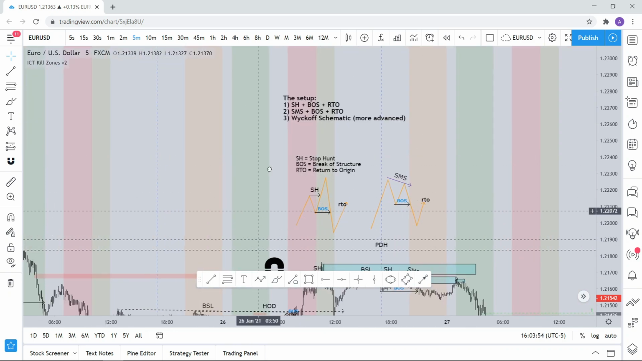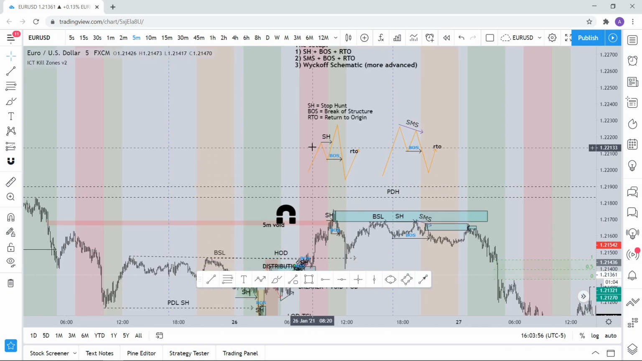In the first setup, we are assuming that we are on an uptrend, price is making higher highs and higher lows. You can see that we have a stop hunt here by price making a higher high, followed by a lower low, breaking the structure. After this break of market structure, price simply returns to the region of this break of market structure, which is the order block, and then continues going lower.